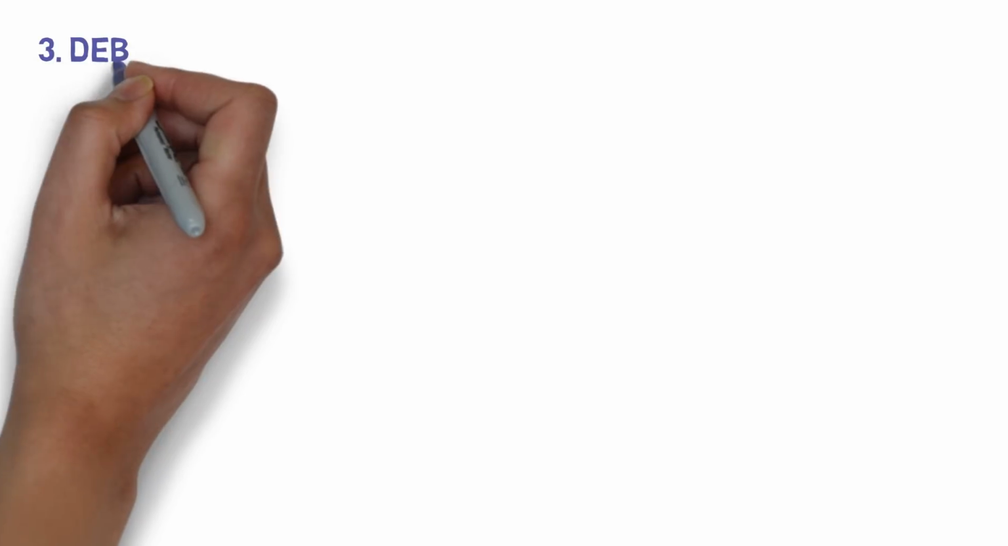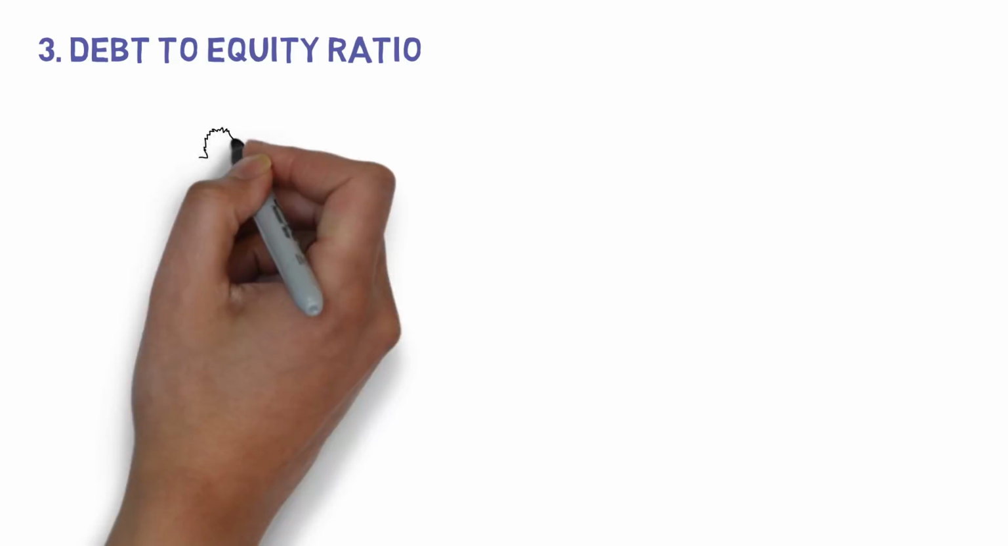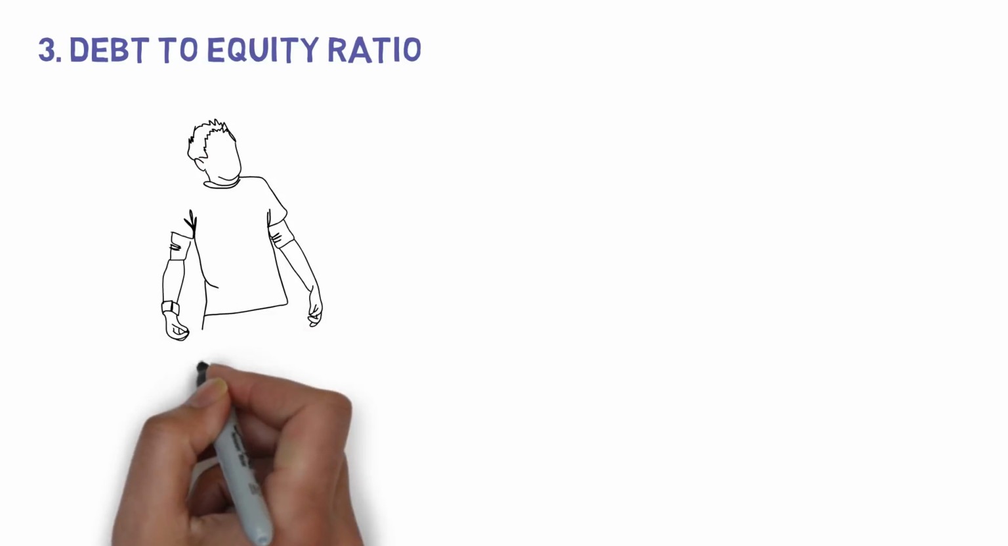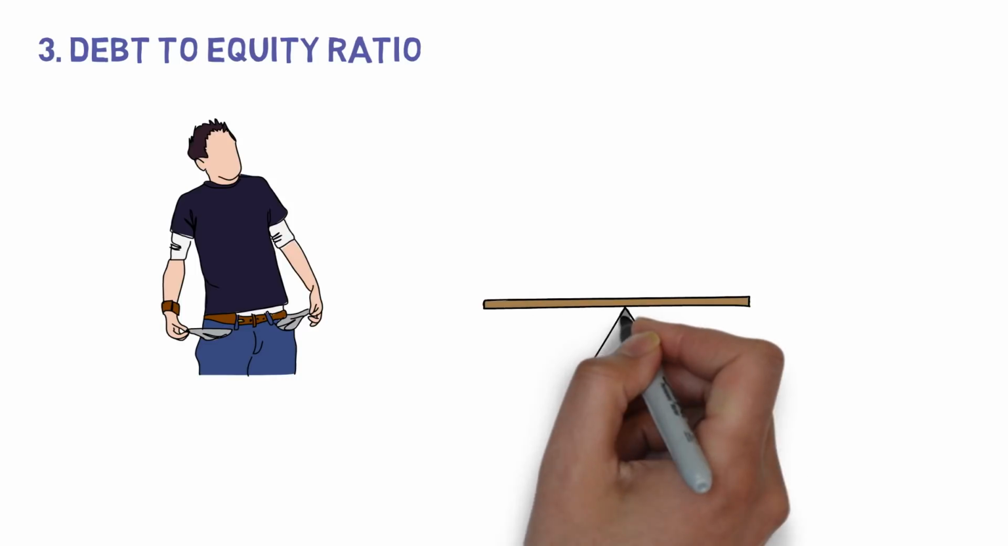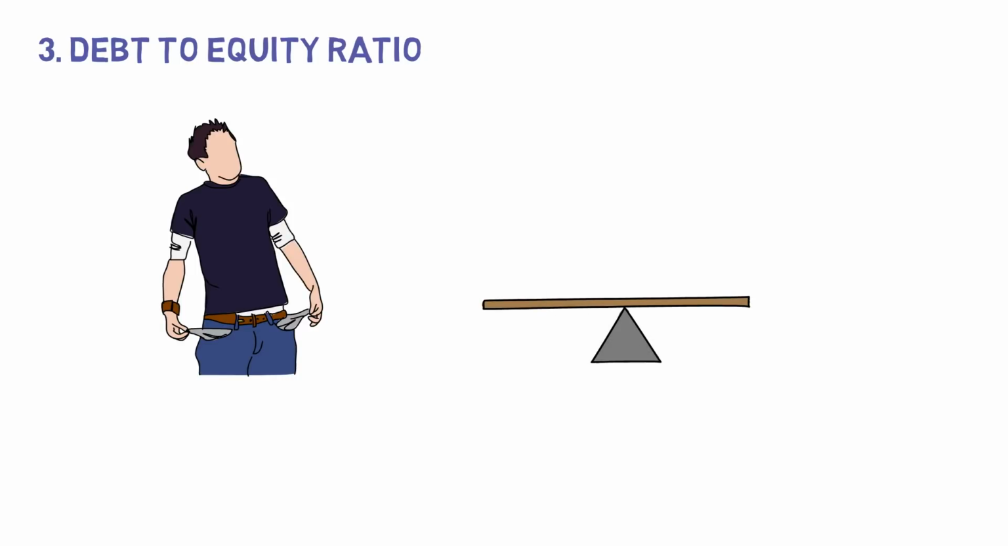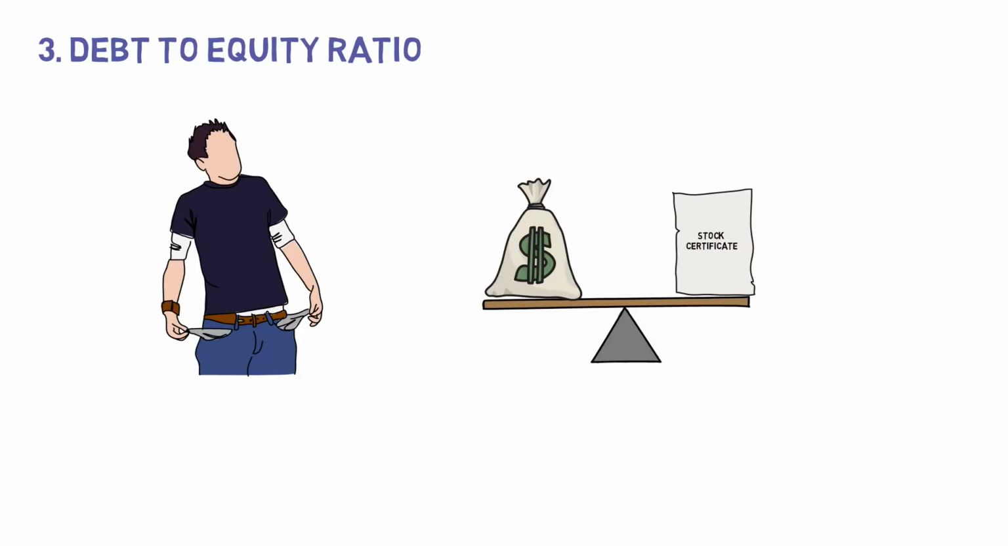Our third ratio will be debt-to-equity ratio. Debt is an important factor to consider while investing in a company. A high-debt company will often be in trouble during hard times and may file bankruptcy. Debt-to-equity ratio gives us an idea of the company's debt compared to the total value of its stock.